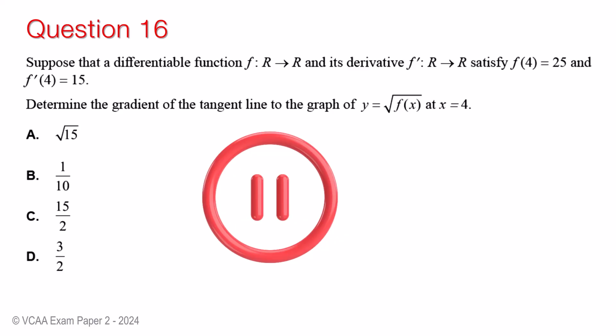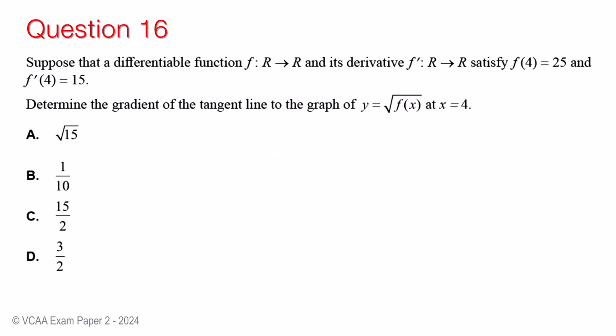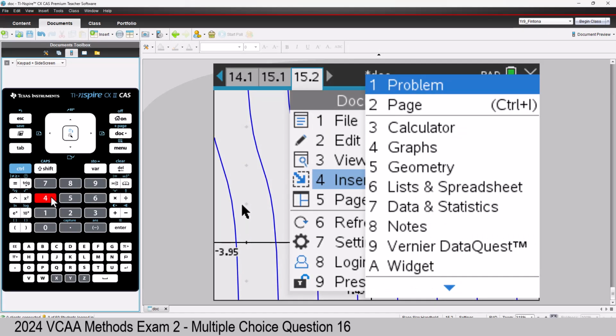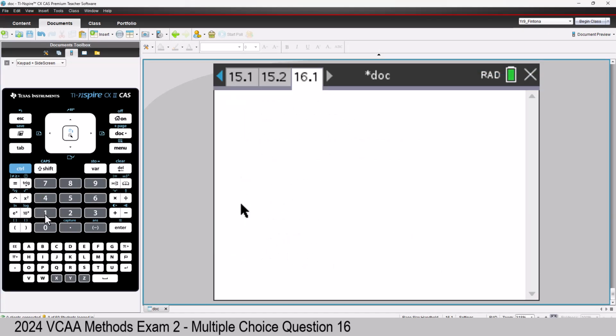Okay, let's give this question a shot. We're not provided with a definition for the function, but we are provided with specific values for the function and its derivative at a specific point. Then we're asked to find the gradient of the square root for the same function. I'll insert a calculator application, and whilst I can't define f of x, let's see what the calculator does with the derivative of the square root of some unknown function.